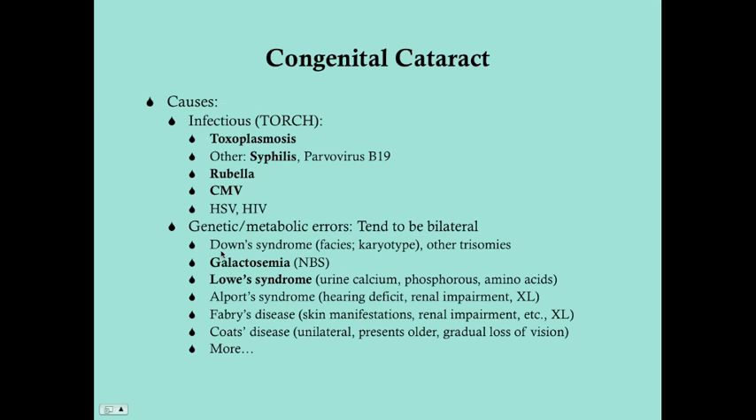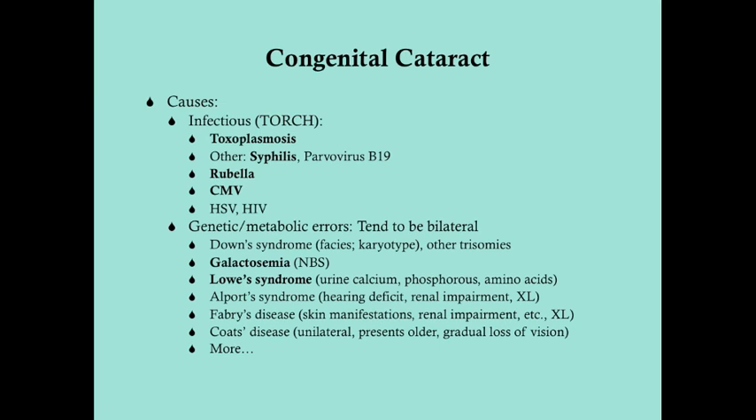And this includes Down syndrome. Down syndrome a lot of times is diagnosed before birth, but some things that can help you diagnose Down syndrome is just the general appearance of the child. They can have the abnormal stereotypic facies of Down syndrome, and you can get a karyotype if you want to confirm this. Other trisomies like Patau syndrome and Edwards syndrome can also cause congenital cataract.